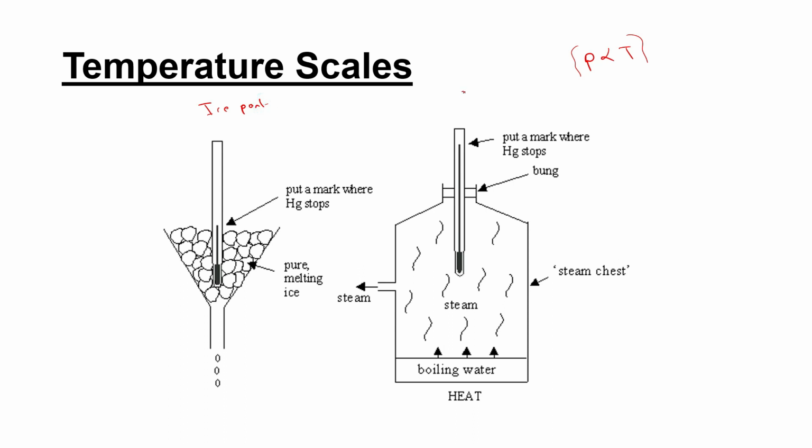Ice point is the temperature of melting ice at 1 atmospheric pressure. And steam point is the temperature of boiling water or steam at 1 atmospheric pressure. So you know that for the Celsius scale the ice point is 0 degrees Celsius, and the steam point is 100 degrees Celsius. For the Fahrenheit scale it will be different. For any other scale it will be another value.